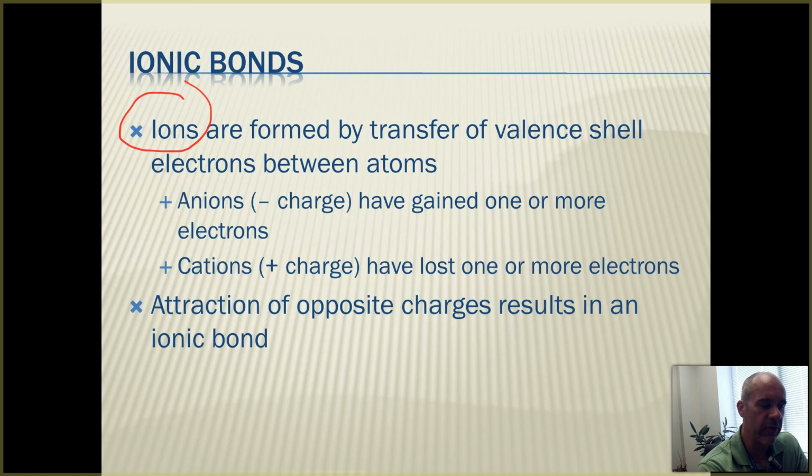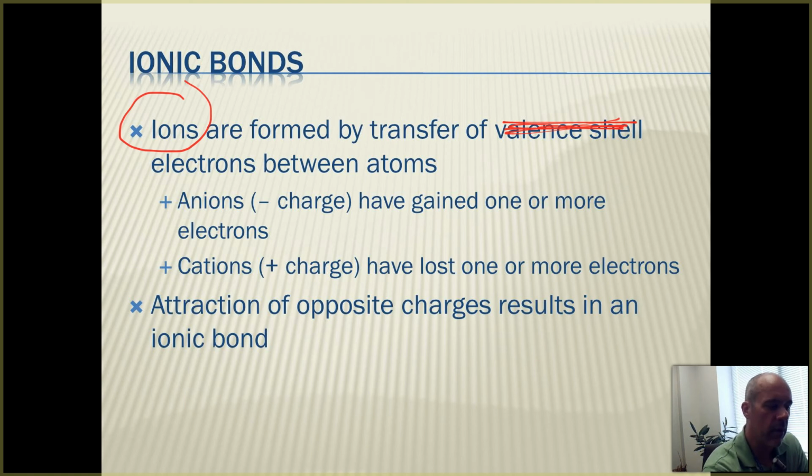Ions are formed by transfer of valence shell electrons between atoms. You know what? Forget valence shell. I should have deleted that. We're not going to get into valence shells in this class. If you've had chemistry, you've heard about it, but we're not going to get into it in this class.